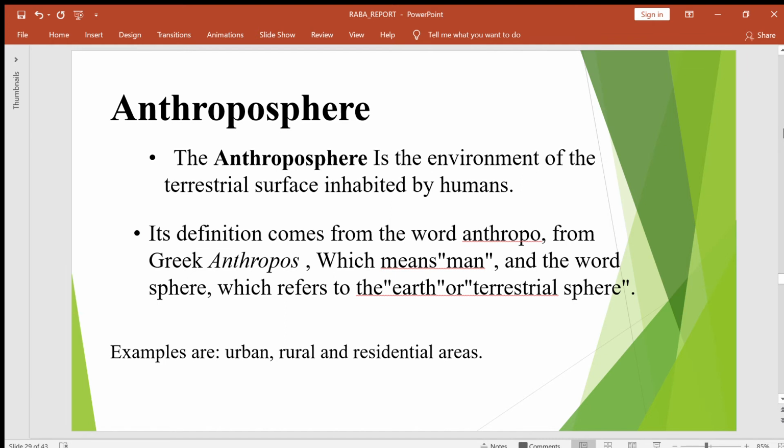An additional component is the anthroposphere. It is the environment of the terrestrial surface inhabited by humans. Its definition comes from the word anthropo, from the Greek anthropos, which means man, and the word sphere, which refers to the earth or terrestrial sphere. Examples: urban, rural, and residential areas.